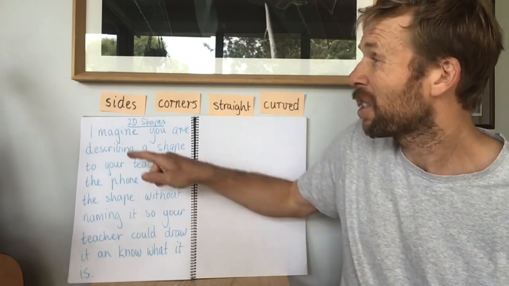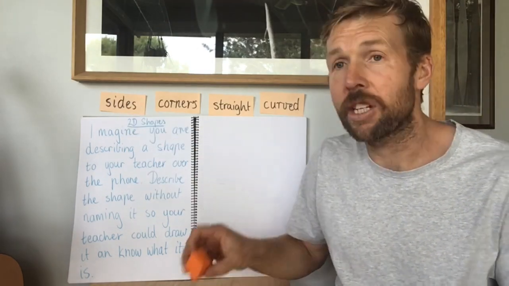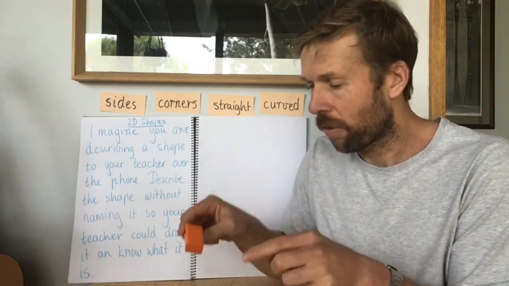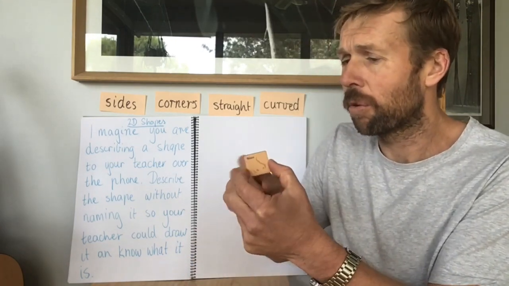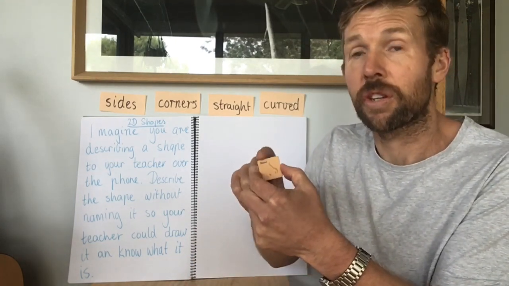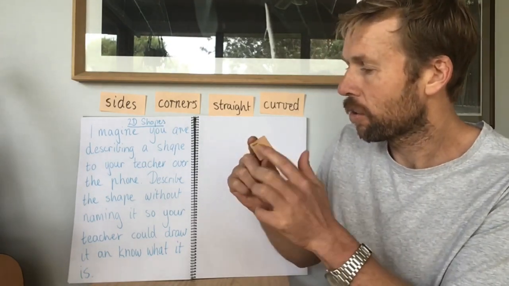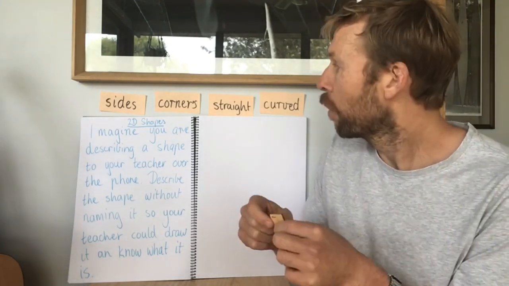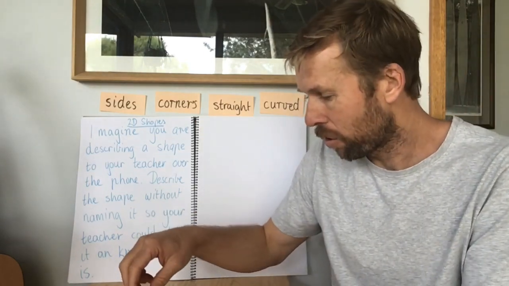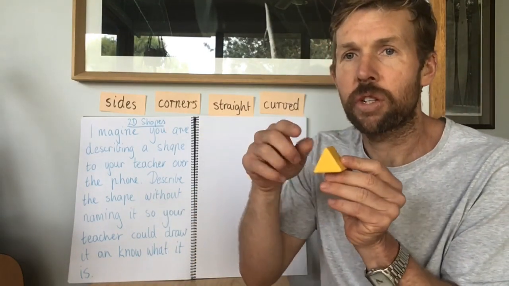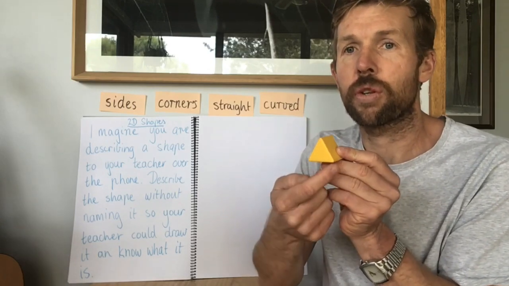Sometimes we use the word sides. We talk about how many sides the shape has. For example, a square has 4 straight sides. Yep, 1, 2, 3, and 4. We also talk about how many corners they have. So for example, again, I'll choose a triangle. A triangle has 1, 2, 3 corners.